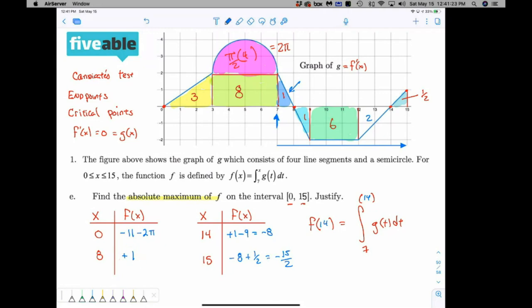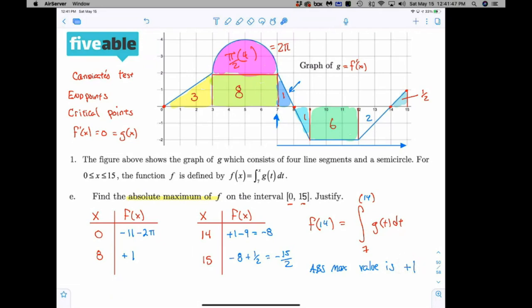So find the absolute maximum value. The absolute maximum value is, now be careful on this, it's the value. They want the output. We've got to say the absolute maximum value is positive 1. A very common mistake is for students to write x equals 8. That's not the output, that's the input. They want the output. So the absolute maximum value is 1.